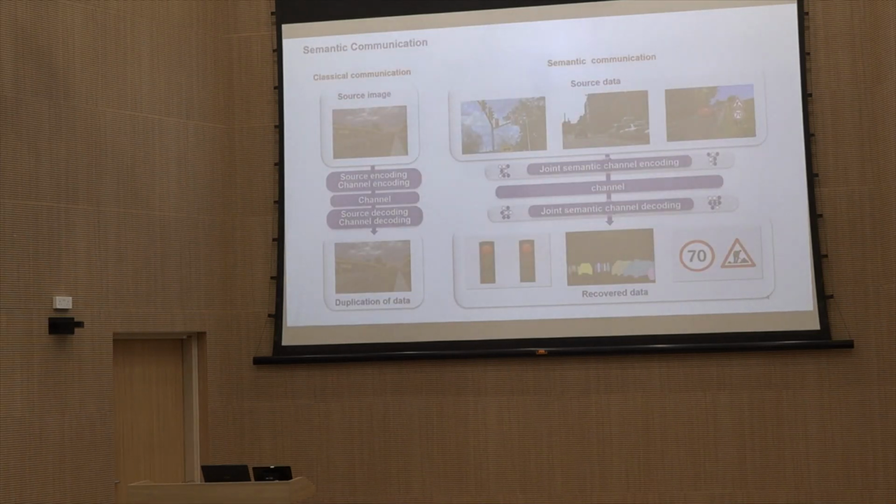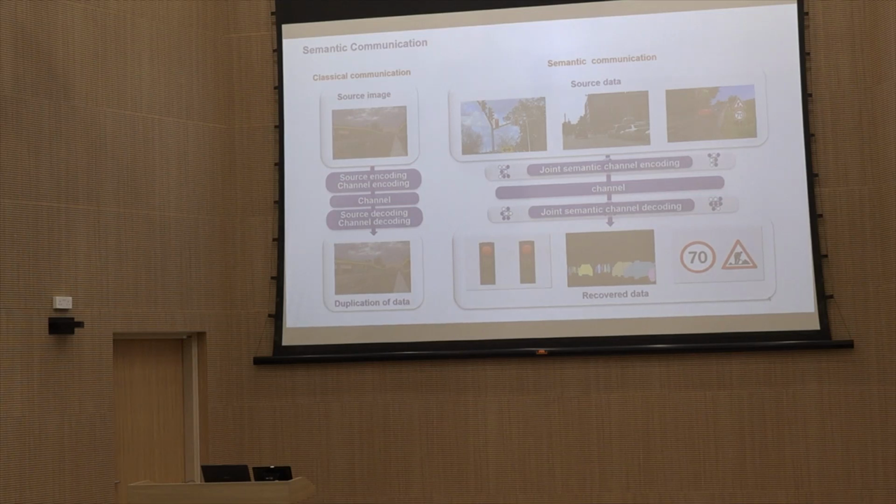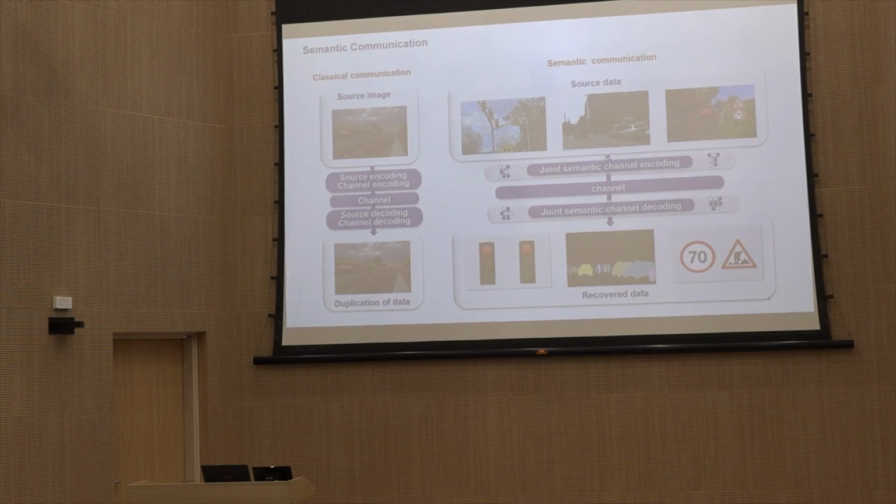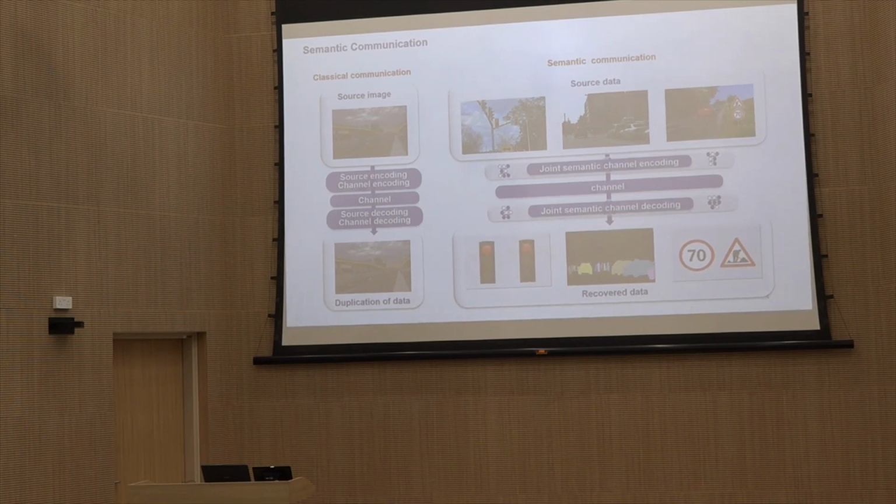Consider the comparison between classical communication and semantic communication. In classical communication, we have a source image. The source image will be translated into a stream of bits, and then the transmitter performs source encoding and channel encoding. The symbols are transmitted over the channel, and then the receiver performs channel decoding and source decoding to obtain the duplication of the data, which is the same original image.